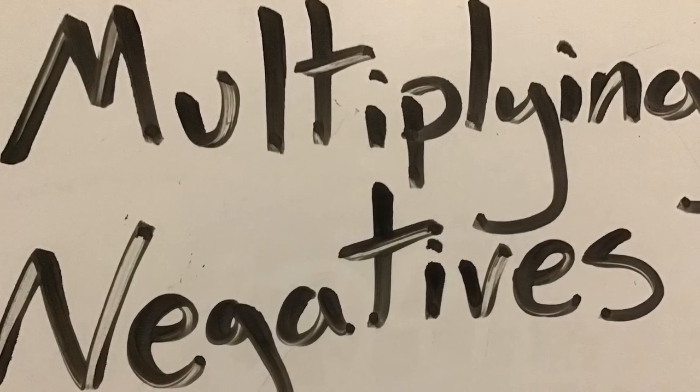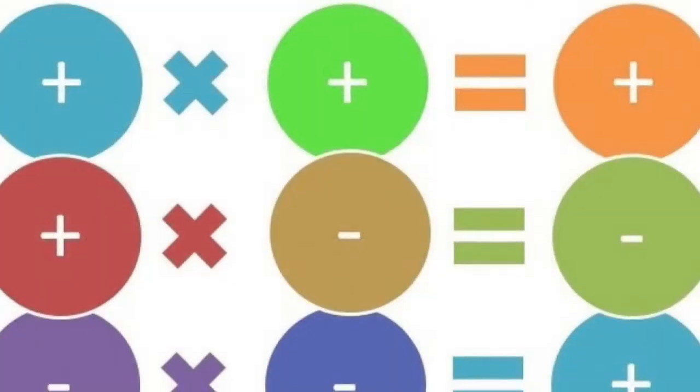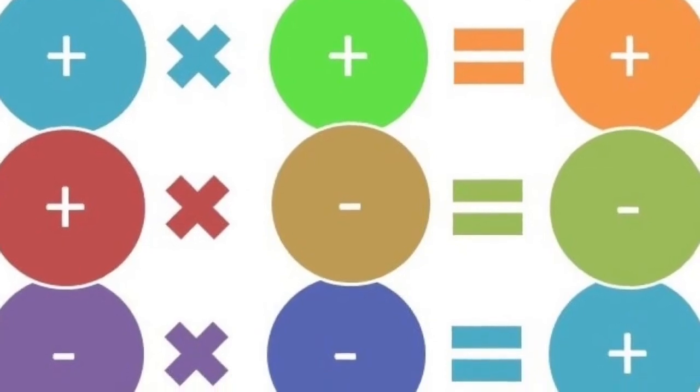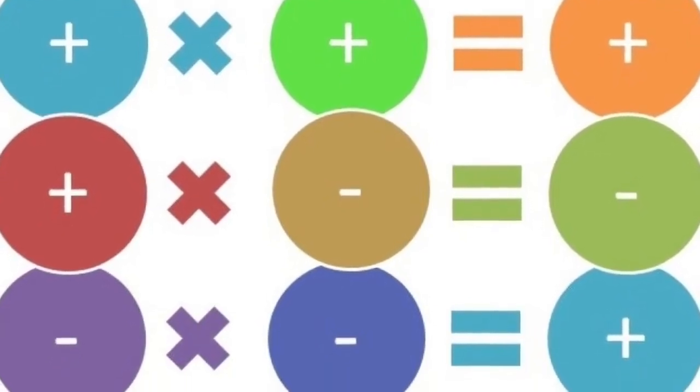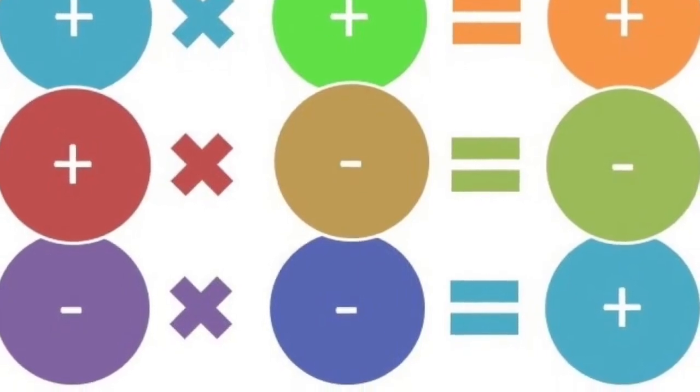Now let's try multiplying negatives. This image shows the basic rule. A positive times a positive equals a positive. A negative times a negative equals a positive. A negative times a positive equals a negative.